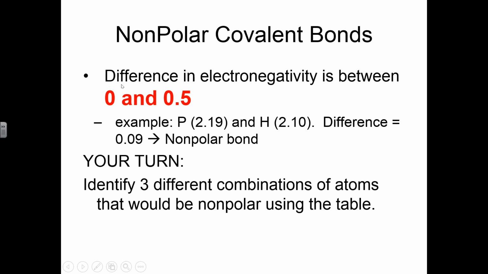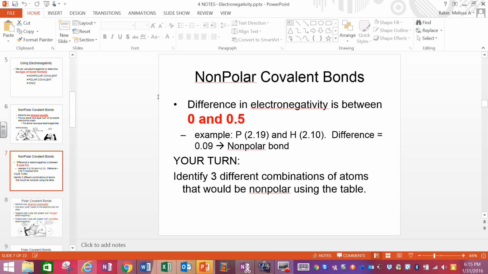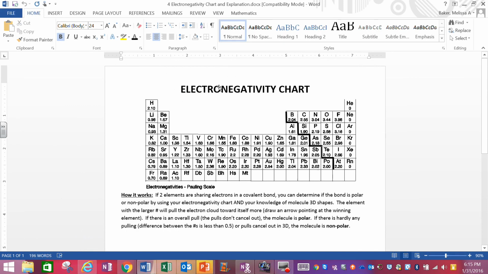So for example, if there is a bond between a phosphorus and a hydrogen, if you look up their electronegativities on that chart, 2.19, 2.1, the difference is only 0.09. That's a nonpolar bond. So let's find some more examples. If we go to our electronegativity chart here, remember that you can only choose things to the right of the zigzag, okay? Not to the left, because as soon as you are incorporating a metal, you're talking about an ionic bond. Covalent bonds are nonmetals. So let's look for ones that have a pretty close difference here.